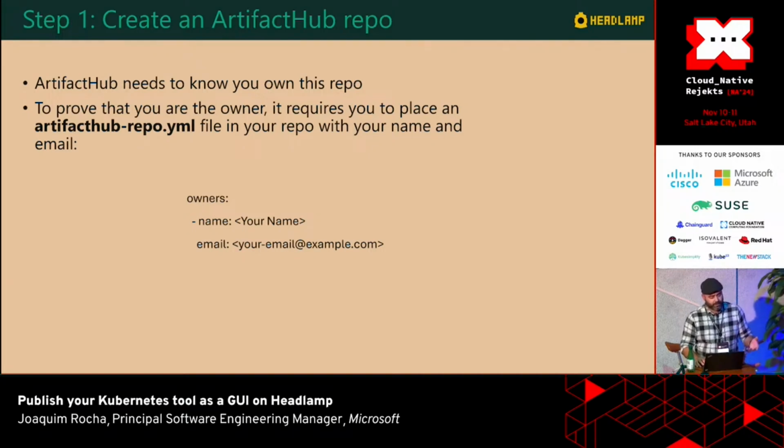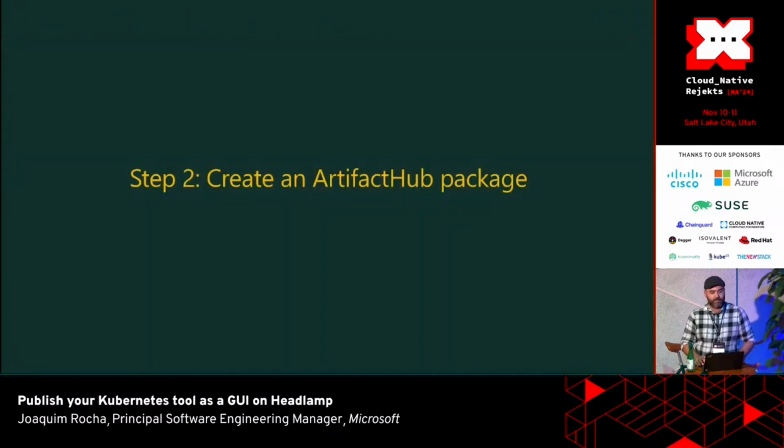The next time that ArtifactHub starts the scanning, I guess, it will find that your repo has the file, so it's official. Now it recognizes it. It starts looking for packages inside it. So the next thing is to create a package.